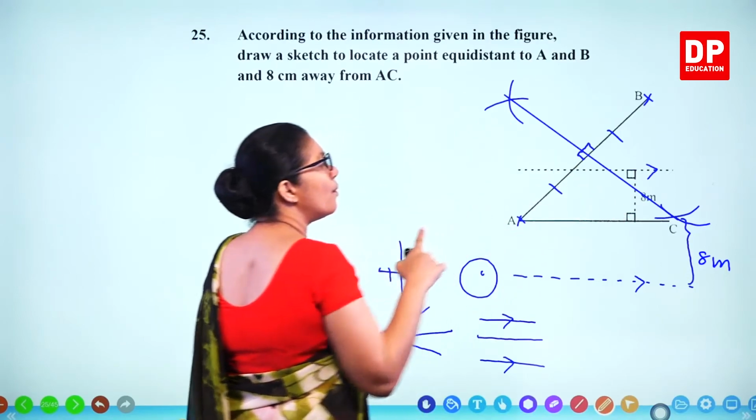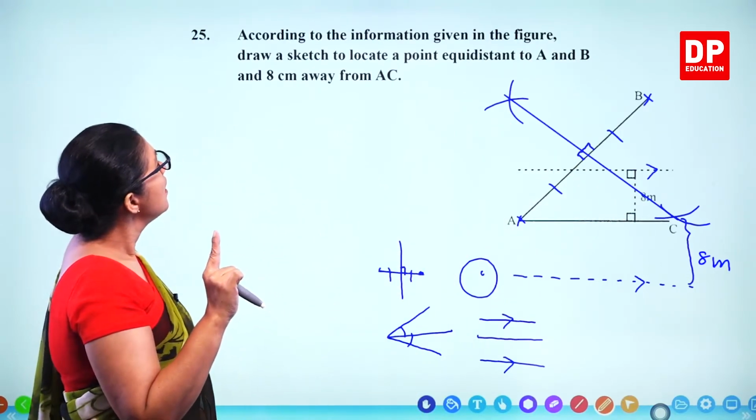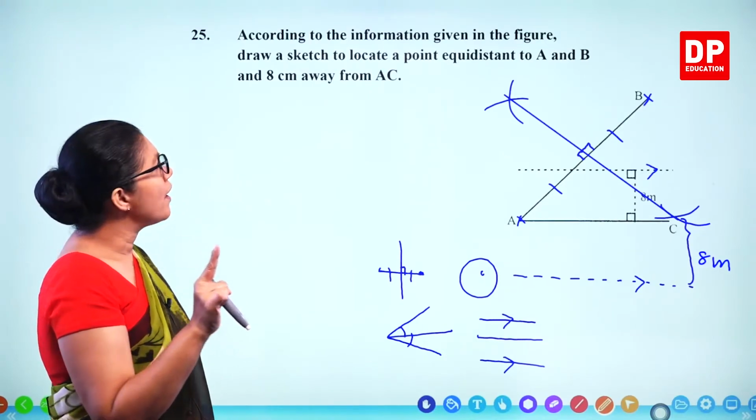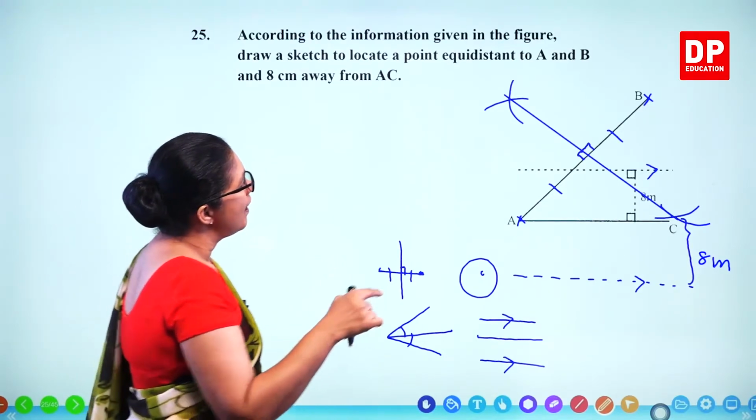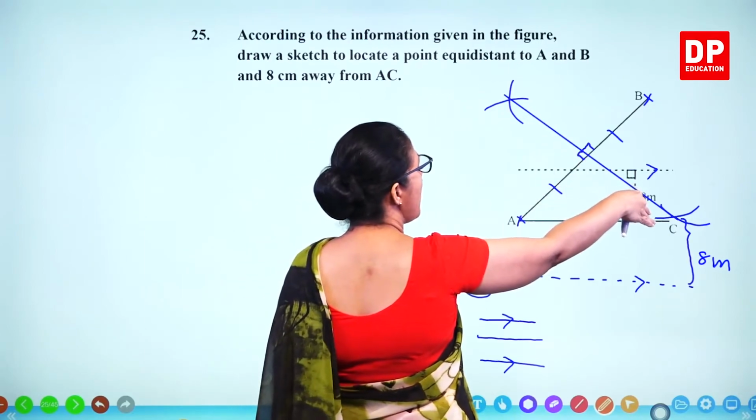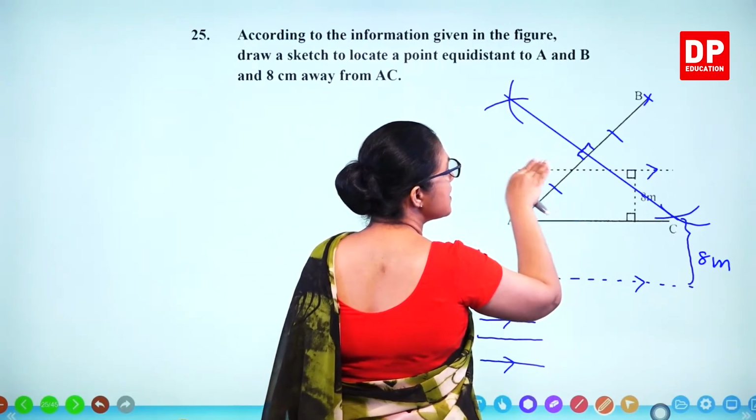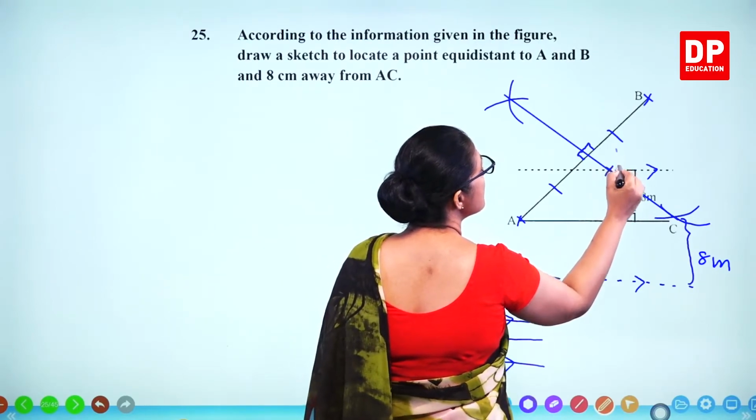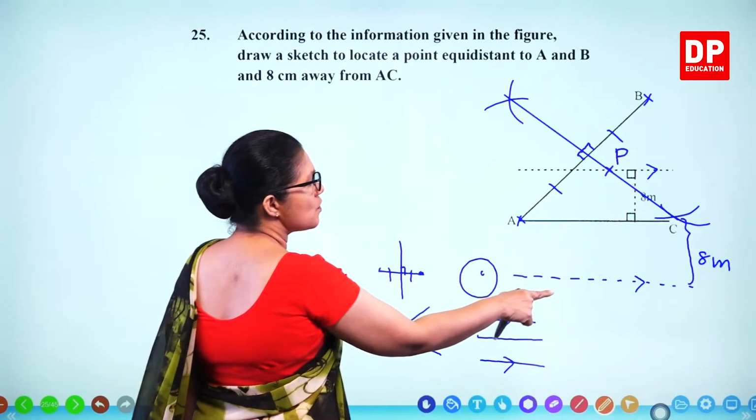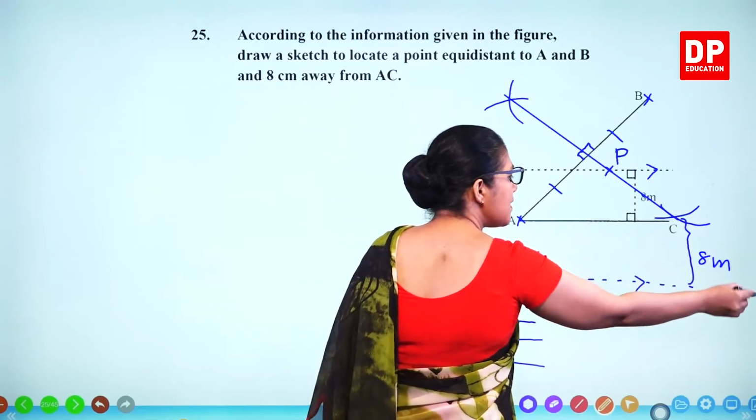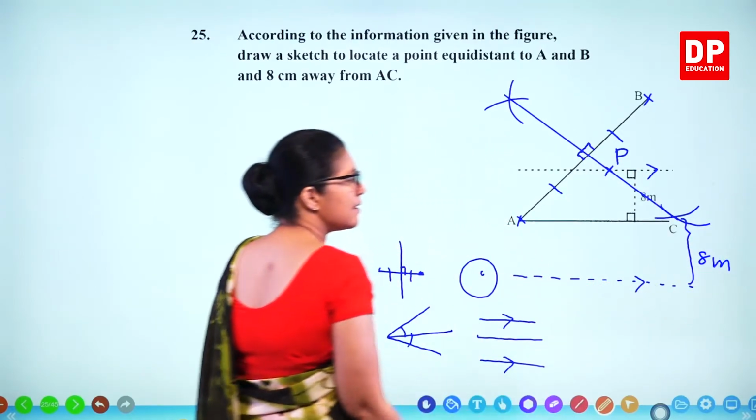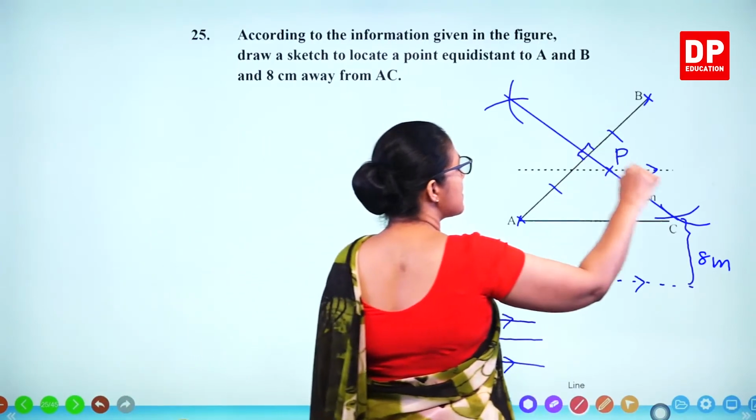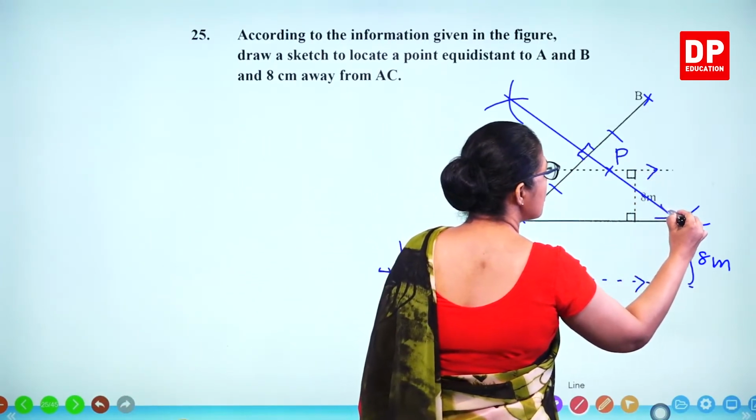Now we have to locate a point. So we'll take P, that is equidistant to A and B and 8 away from AC. So where it intersects, this is P. You have to draw the line and see where it intersects this line. But you don't need to do that, here I'll show the sketch.